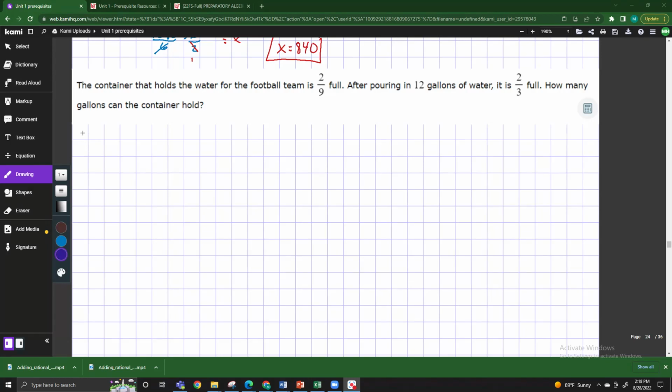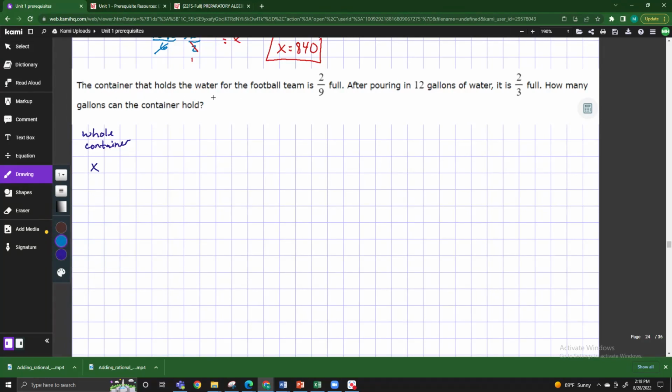So the whole container is what they're asking for. So I'm going to call that X because that is the last thing. How many gallons can the container hold? I'm calling it that. So I'm going to think of that off to the side. And now I'm going to translate what they told me.